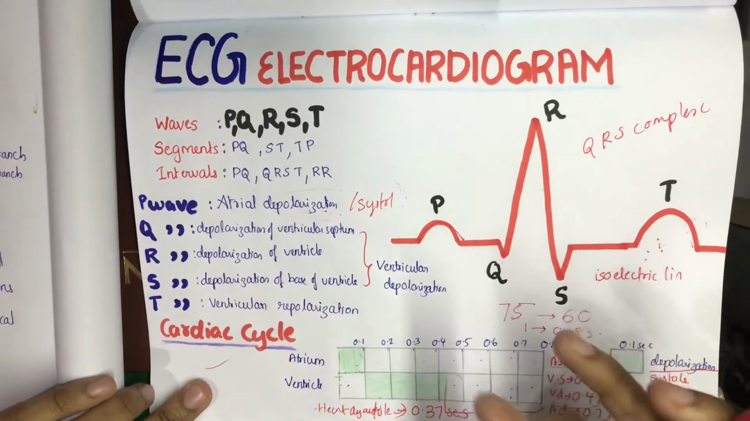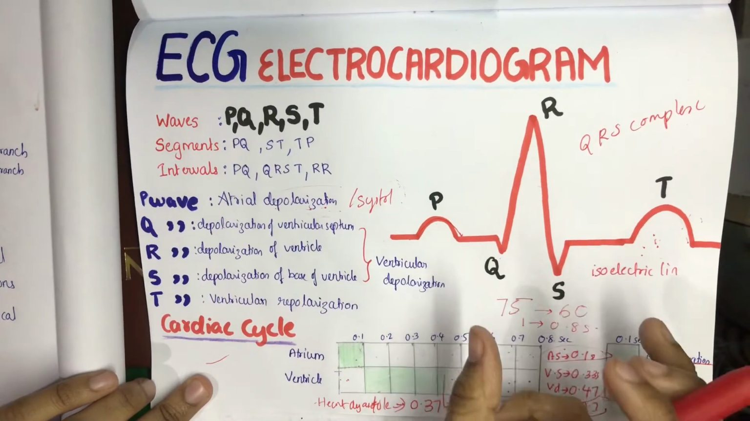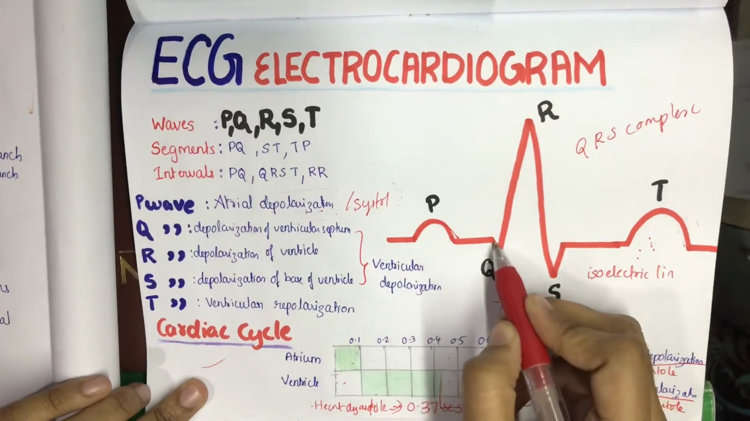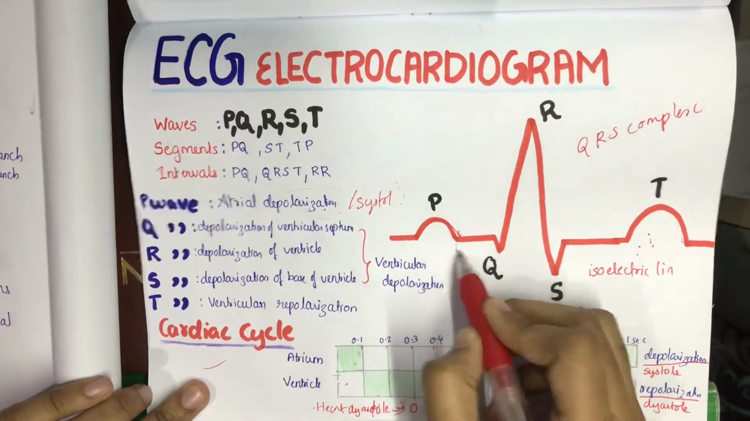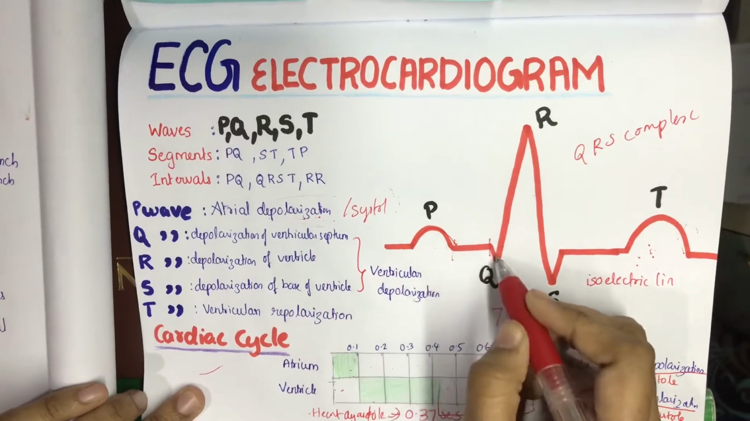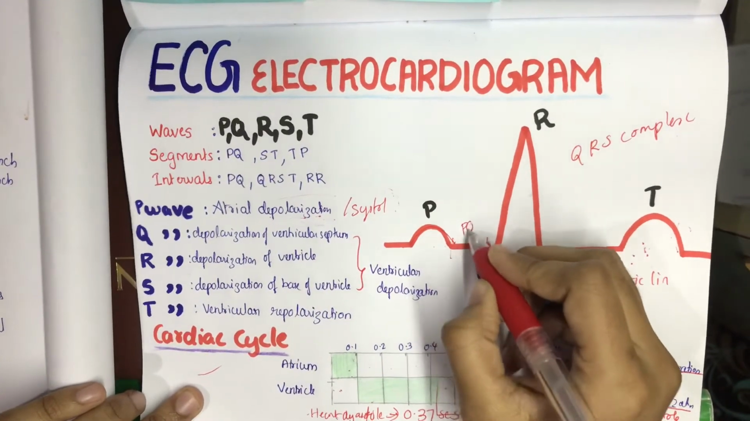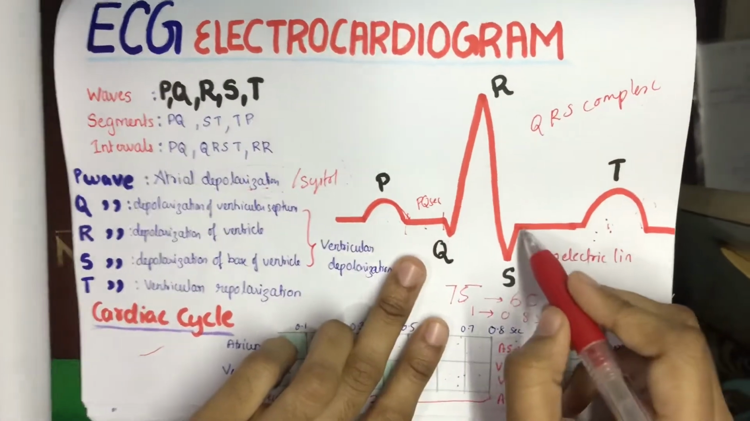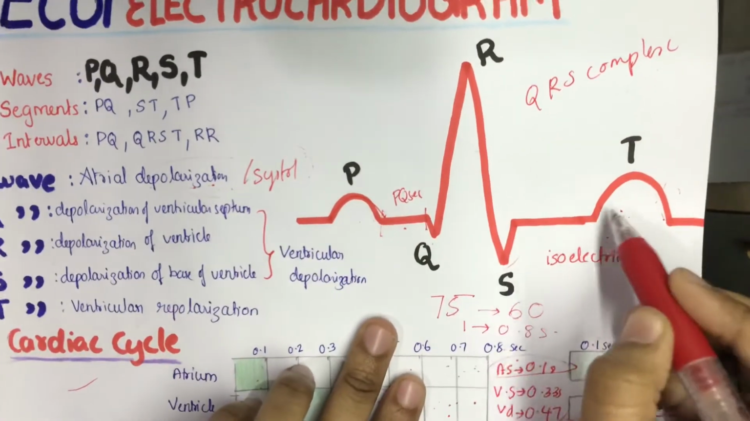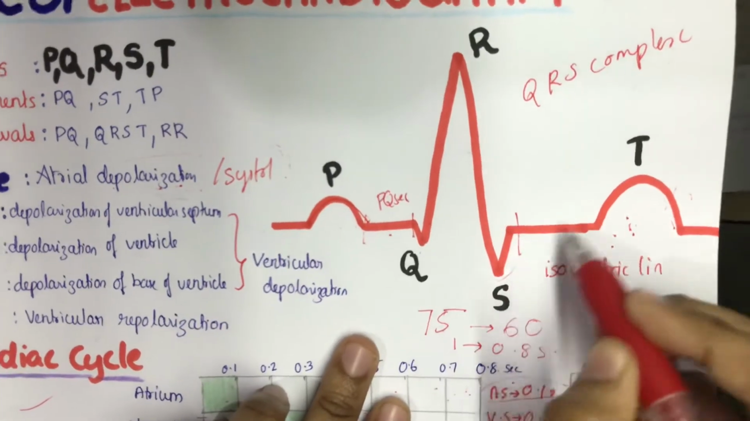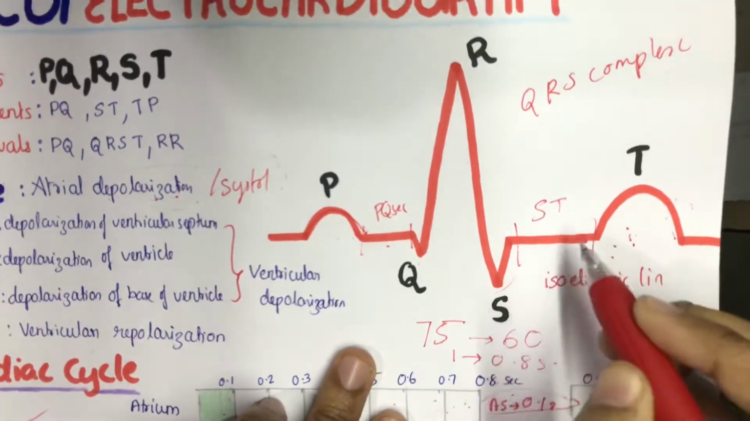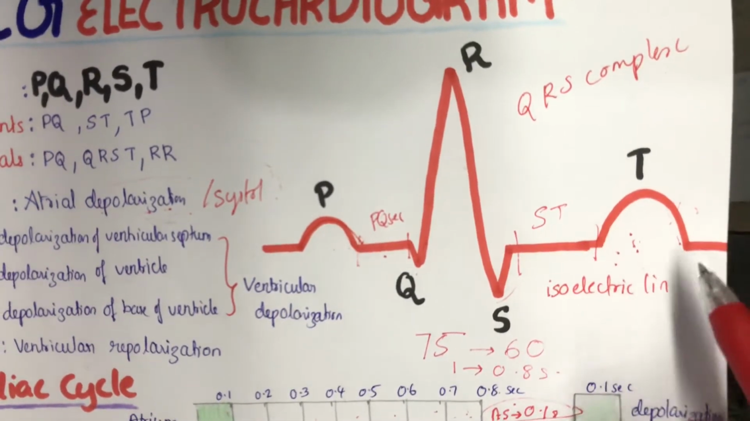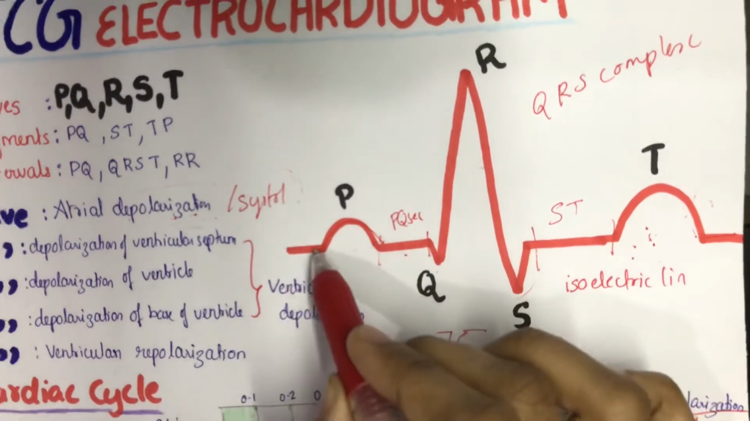What is a segment? A segment is the isoelectric line between two waves. So we can see here the P wave and the Q wave. This isoelectric line between the P and Q wave is the PQ segment. And here we can see another line between the S wave and the T wave, and this isoelectric line we can call the ST segment.